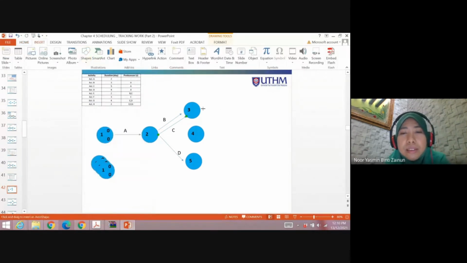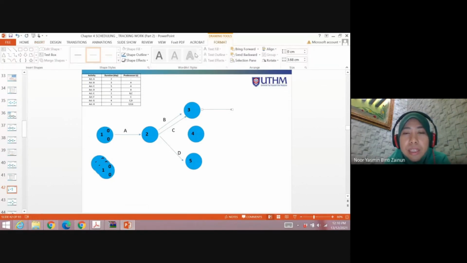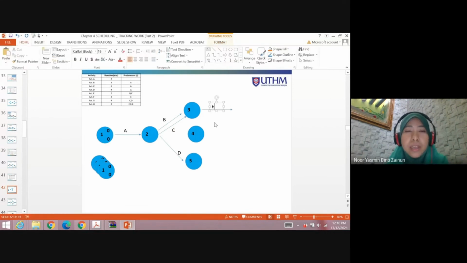Can you do it like this? B and C, and then the activity is E. And then after that, for example, you have activity F, the predecessor is C only. So you cannot drag the arrow from node number 3 because node number 3 combines activities B and C. No, you can't. So what you need to do is create one dummy to show the relationship for activity E.